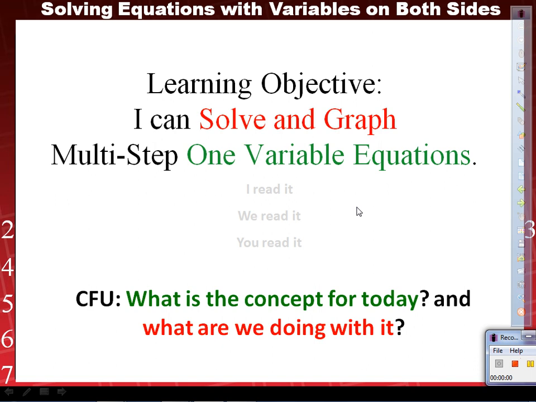Our objective for today: I can solve and graph multi-step one variable equations. Tell your neighbor the concept for today. Concept. No, I said the concept. Okay. Since we already know the concept, we don't need a Frayer model, right? Because if I gave you a blank sheet of paper right now and counted it as a pop quiz to write the definition for one variable equation, you know that by memory by now. Tell your neighbor the definition for one variable equation. Talk it over with me.